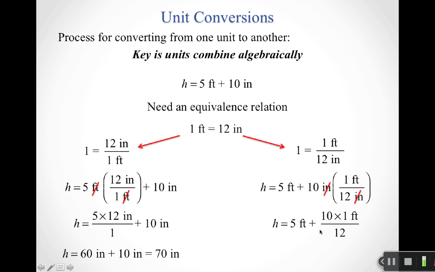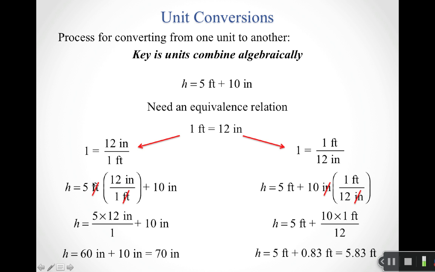So I'll have 5 feet plus 10 times 1 divided by 12. In decimal form, that's just 0.83 feet. So my height is 5.83 feet. All of these, 5 feet 10 inches, 70 inches, 5.83 feet, are exactly the same. All we're doing is changing the units.